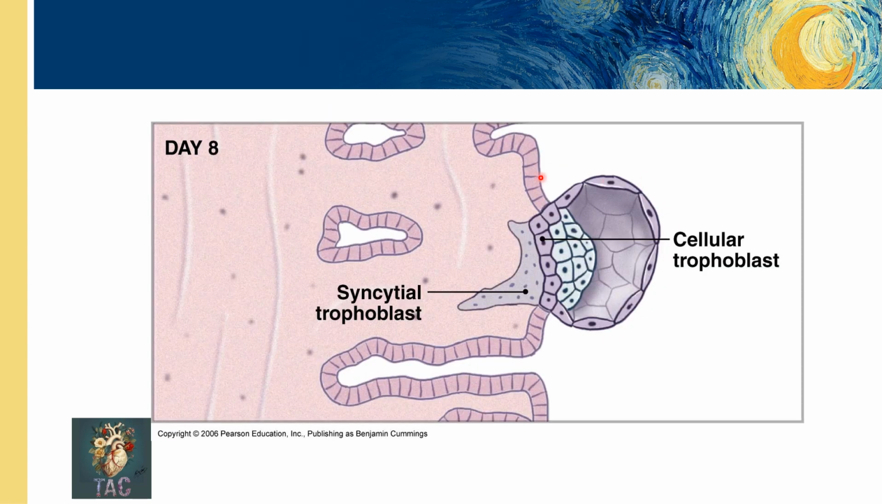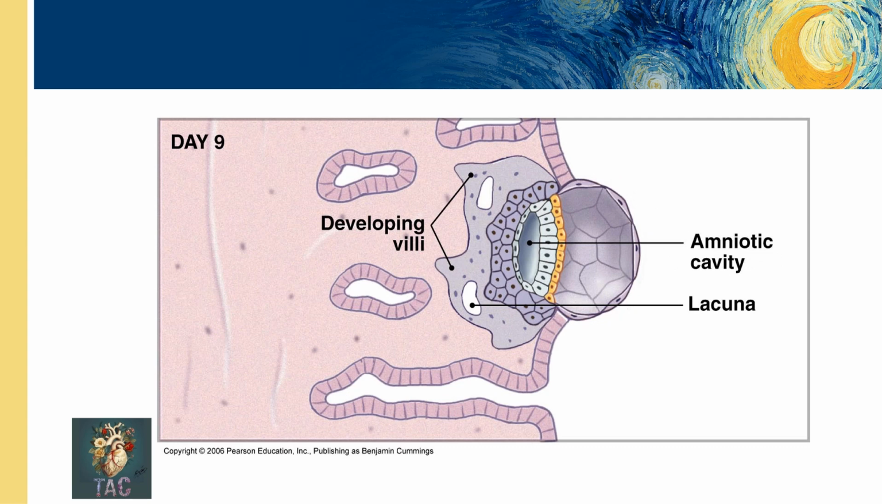Here you can see the syncytiotrophoblast, which is more invasive in nature, and it has started to invade the uterine endometrium, and the process of implantation has started. More and more invasion by the syncytiotrophoblast. Also at this stage, lacunae start to develop in the syncytiotrophoblast. This is the cytotrophoblast, and here you can see the amniotic cavity has started to begin.